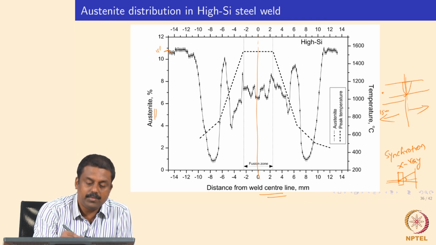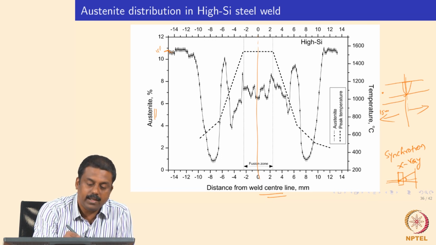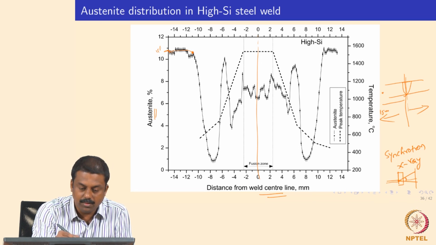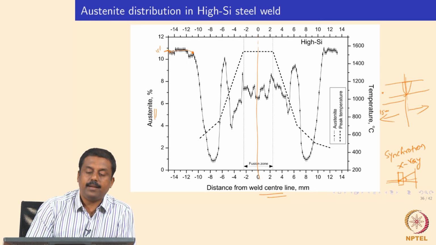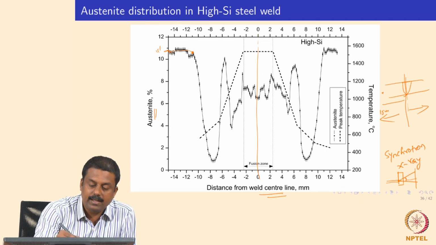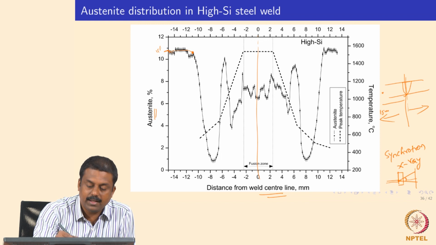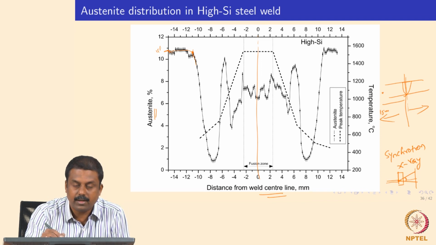And then if you are moving towards the weld center line, what happens? Nothing happens until some region, say for example until you go about 11 mm or so from the weld center line. Then you see a decrease in the retained austenite fraction. So retained austenite starts to decrease if you go about 11 mm from the weld center line.